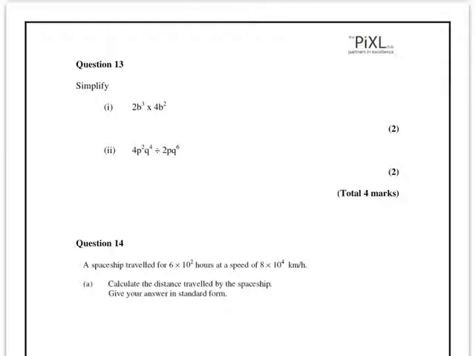Okay, now on to a bit of simplifying algebra. Quite nice questions here. First of all, just multiplying the two numbers together. 2 times 4 is going to be 8. b cubed times b squared is going to be b to the power of 5, because we add the indices when we multiply the base number.